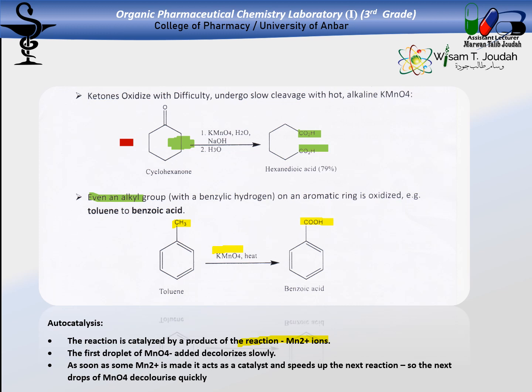As soon as Mn plus 2 is made, it acts as a catalyst and speeds up the next reaction. So the next drop of MnO4 decolorized quickly.